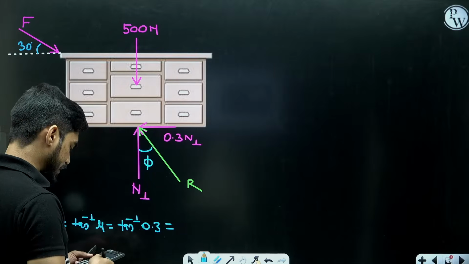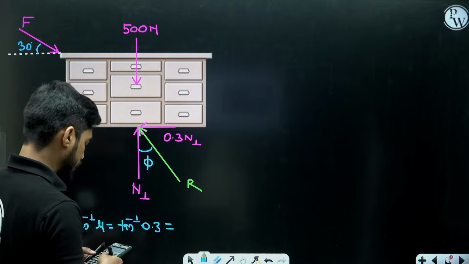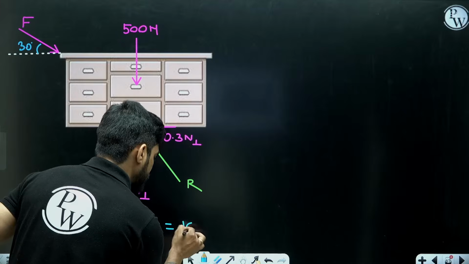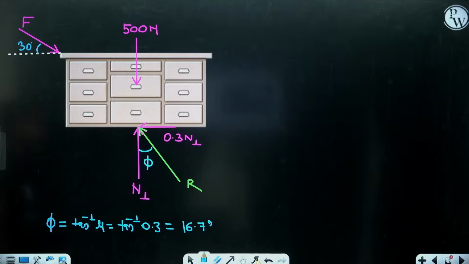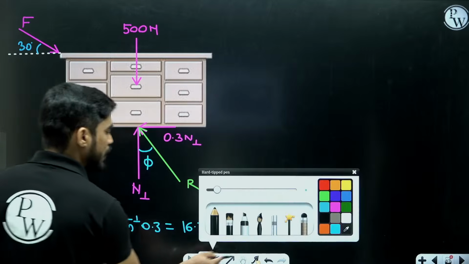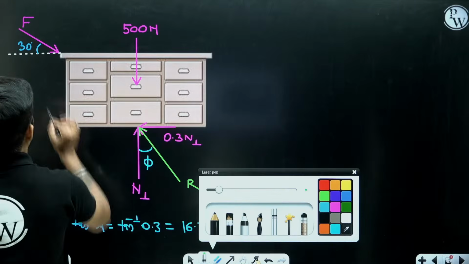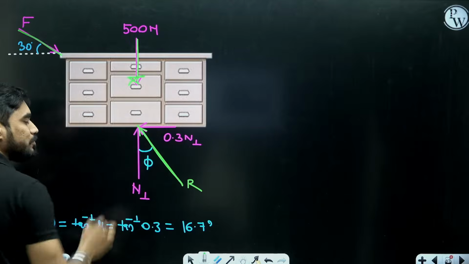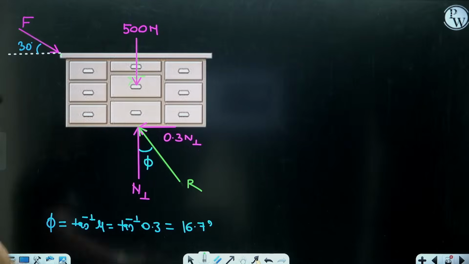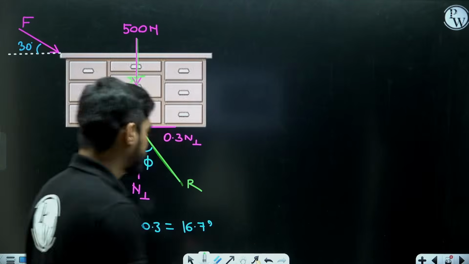What is tan inverse of 0.3? It is 16.7 degree. So you know the direction of the resultant. It is at 16.7 degree with vertical. Now you have only three forces, F, 500 and R, so I can use Lami's theorem here.